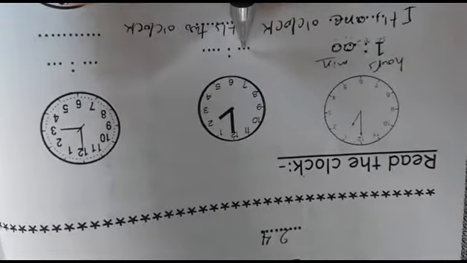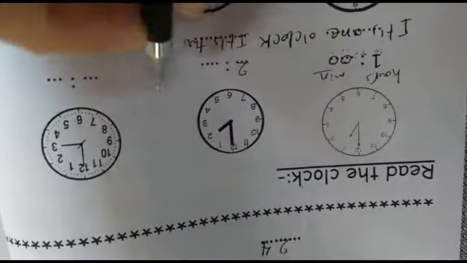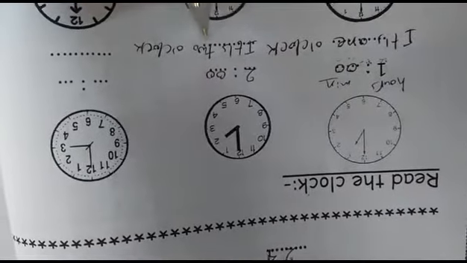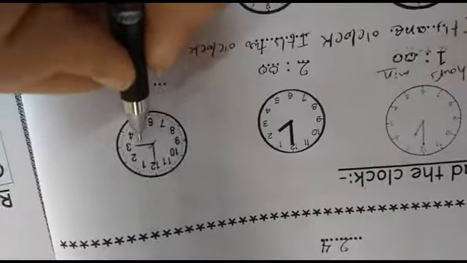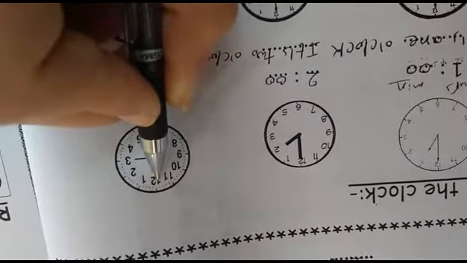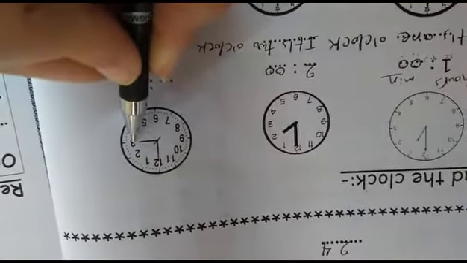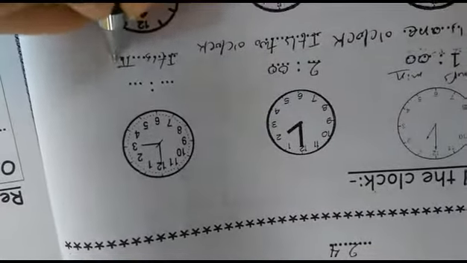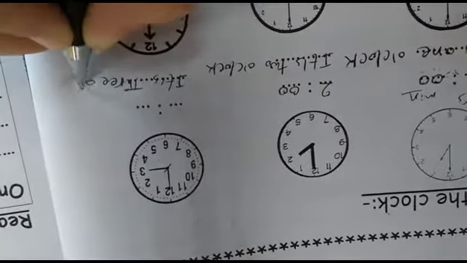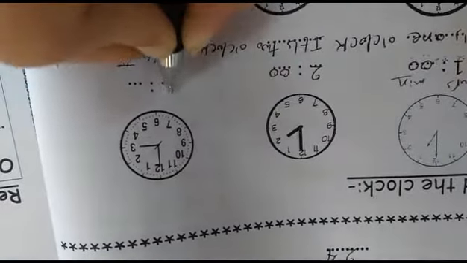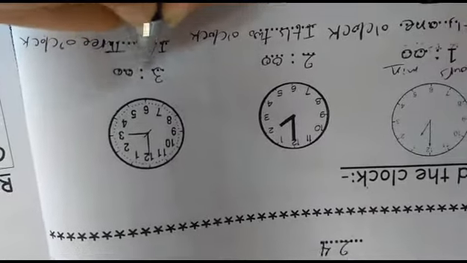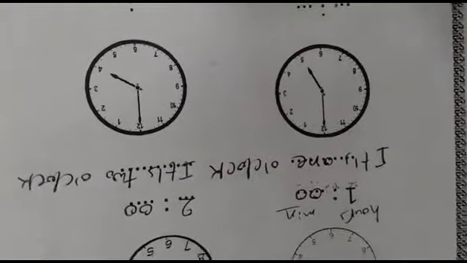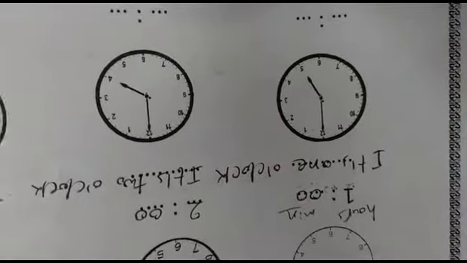Now here, how many hours? 2. Excellent. I will write 2 and in minutes I will put 0, 0, because it's 2 o'clock. Here the long hand pointed to 12 and the short hand pointed to 3. It's what? It's 3 o'clock. Here I will write 3 and I put what? 0, 0. Here it's 5 o'clock. Excellent.